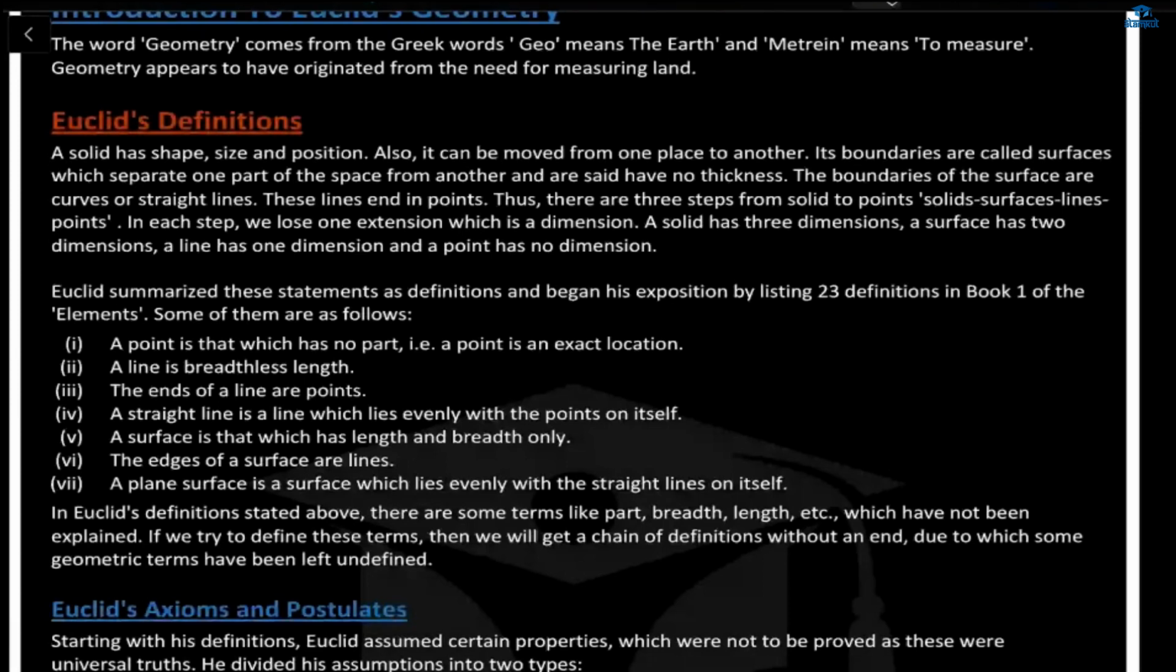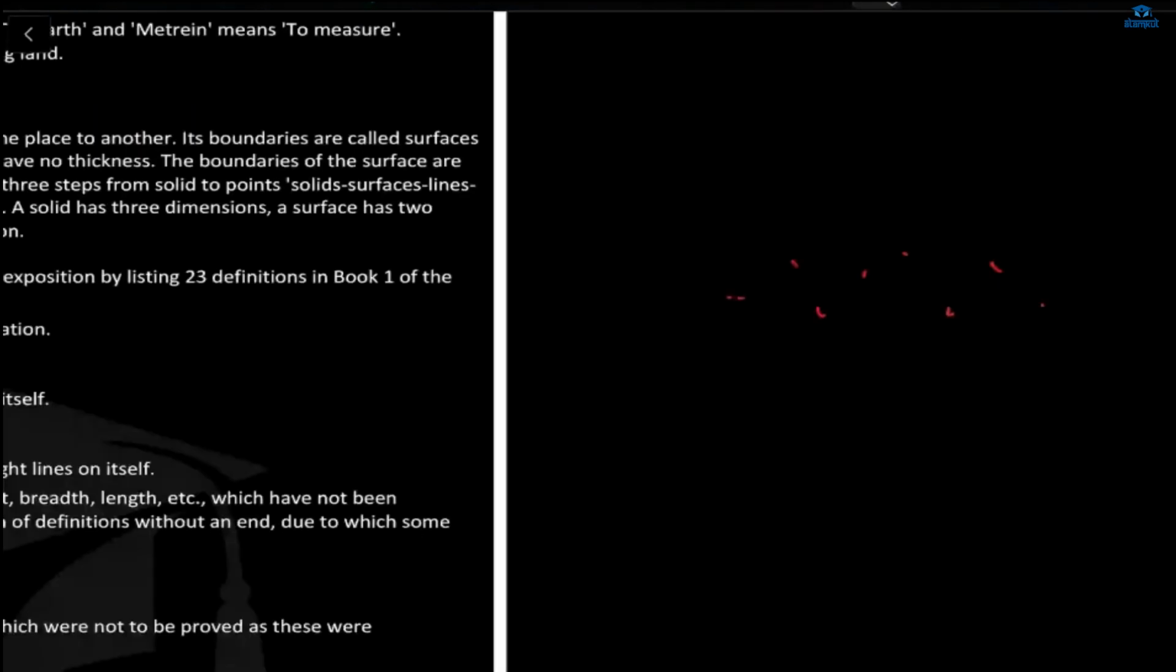A straight line is a line which lies evenly with the points on itself. Straight line, how? See, if there are so many points, here and there, and if I join all the points, it is not a straight line. This is not a straight line. For a straight line, all the points should lie evenly, which lies evenly with the points on itself. So a straight line is a line which lies evenly with the points on itself.